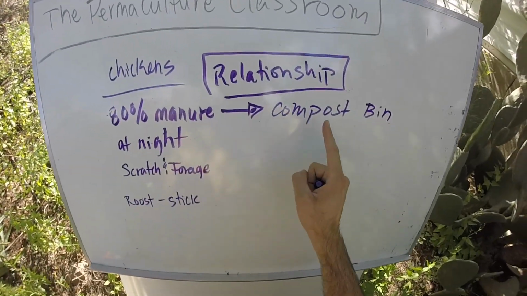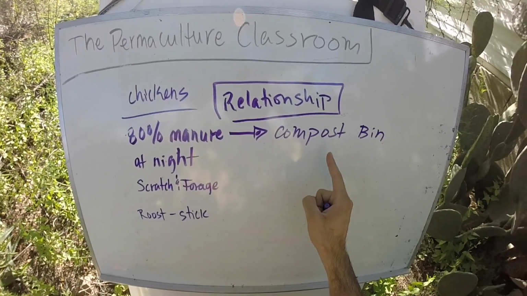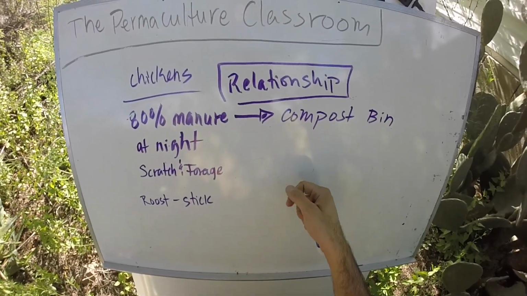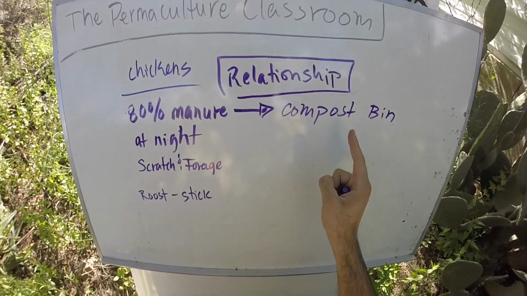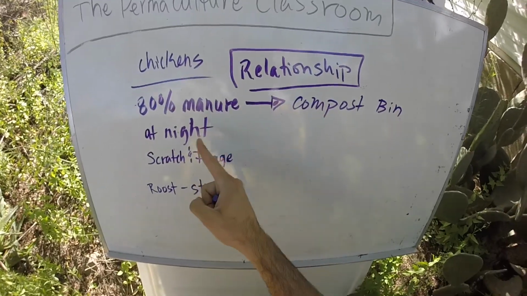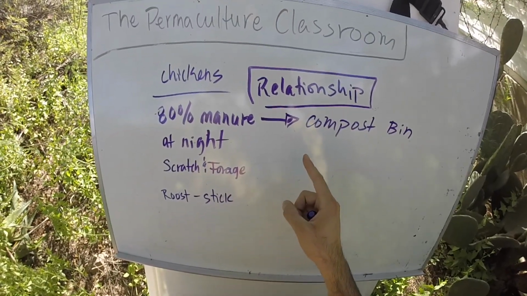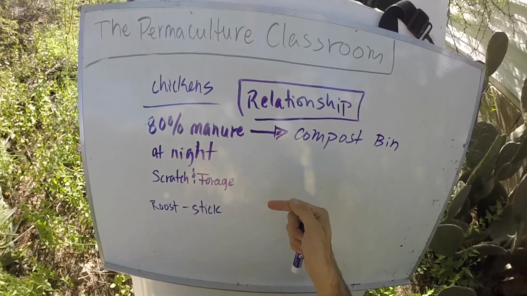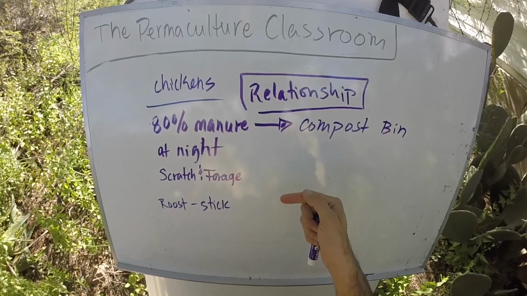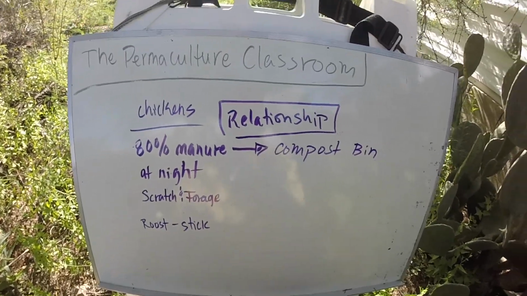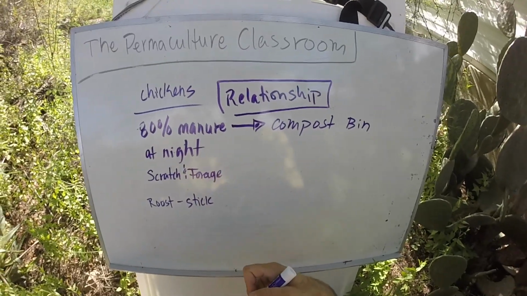Chickens release 80% of their manure at night. We should somehow incorporate that with our compost bin. That's going to create less work. That's going to stack functions, right? They need to sleep on a roost. They need a stick. So how about we put that roost right over our compost bin? That way at night, they directly deposit all of their manure into the bin. We don't have to scoop it up and throw it in there. They're going to do it for us.